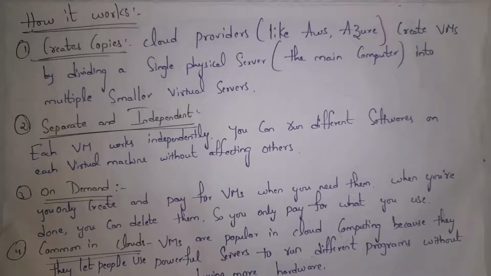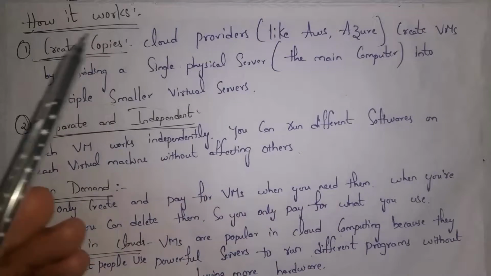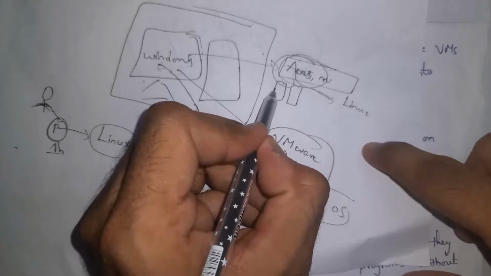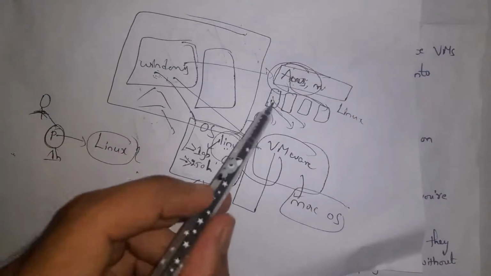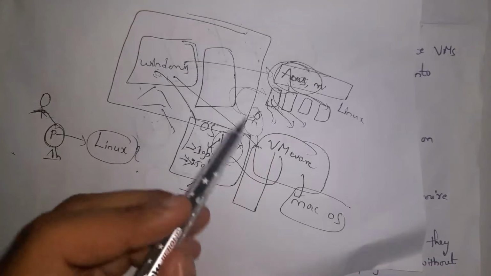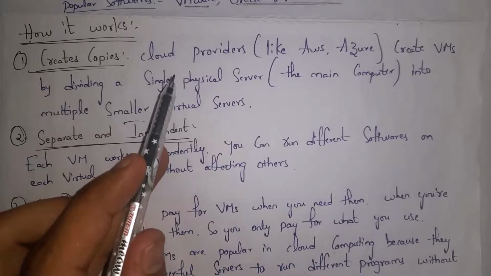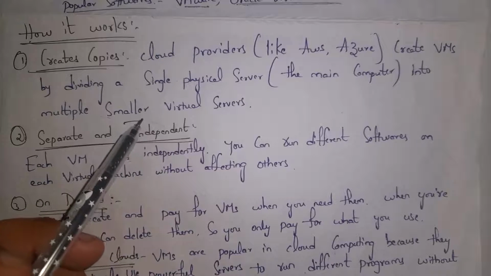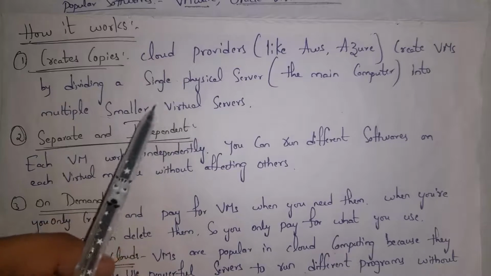First one is create copies. Cloud providers like AWS, Azure create virtual machines by dividing a single physical server into multiple small virtual servers. Guys, normally the AWS company contains so many servers. The AWS company will give a single server to multiple users. Giving a server does not mean physically they are sending the server to this person. Just by using the internet, this person will store data in this server. So in the AWS company, in a single physical server, each person can create multiple virtual servers. For example, one person will create a Windows server, one person will create a Linux server. Like that, we can create various kinds of virtual servers in a single server.